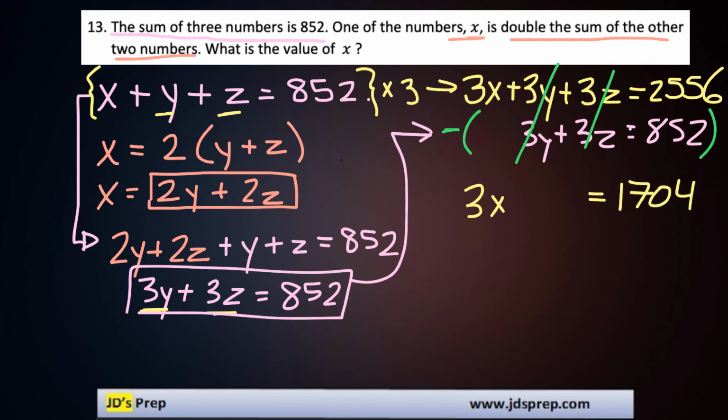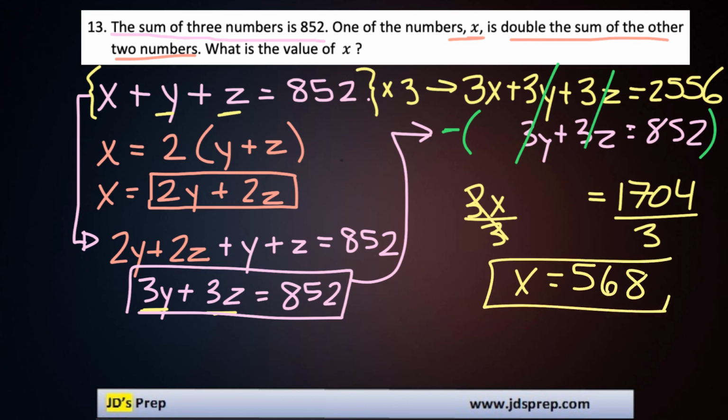1,704. And of course, our last step to solve for x would be to just divide by 3, getting an x value of 568. So that is our x value.